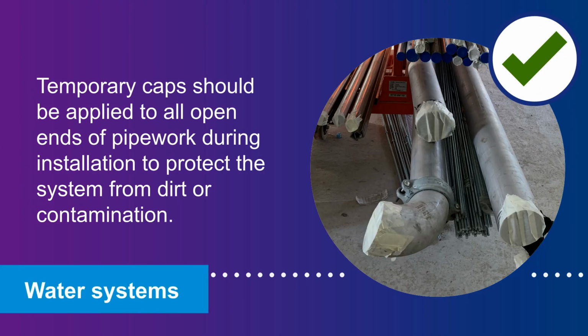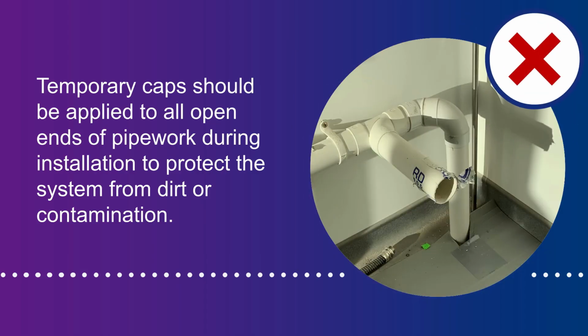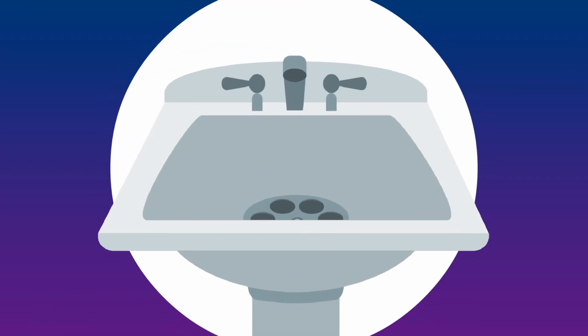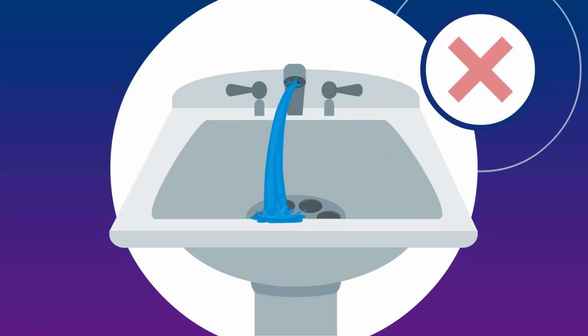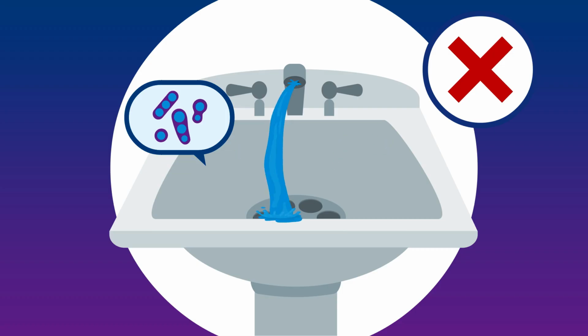Temporary caps should be applied to all open ends of pipework during installation to protect the systems from dirt or contamination. Water outlets can present a risk in healthcare settings. A tap positioned directly above a drain increases the risk of splashing and therefore potential contamination of surrounding surfaces. Water flowing from the tap should not be able to flow directly into the drain.